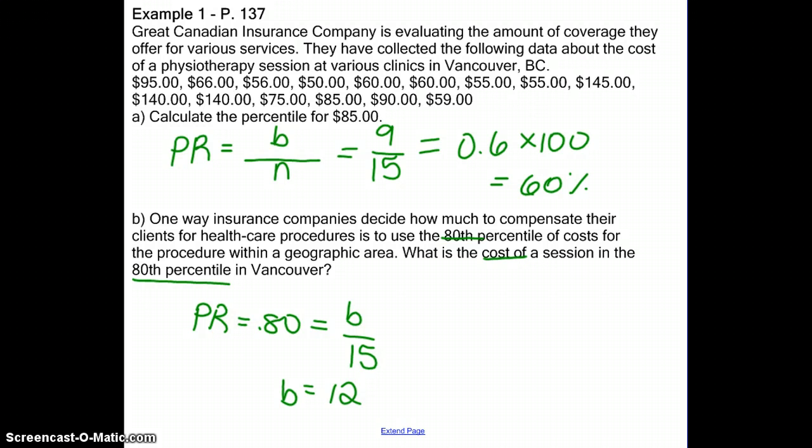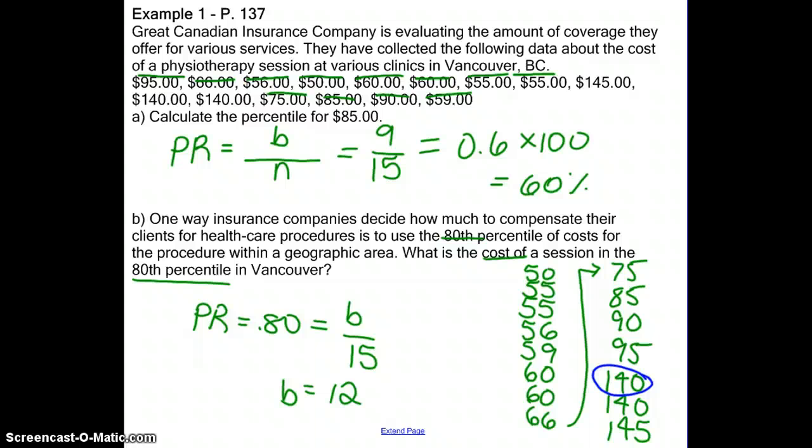So now to calculate the actual cost, we need to find the 13th value in this data set. So we count through here. To find out what the actual cost is, it's best if we rank them from least to greatest, and then we need to pick the 13th value because we know that there's 12 values lower than the value we're looking for. So the 13th value would be right there. So $140 would be the cost in the 80th percentile.